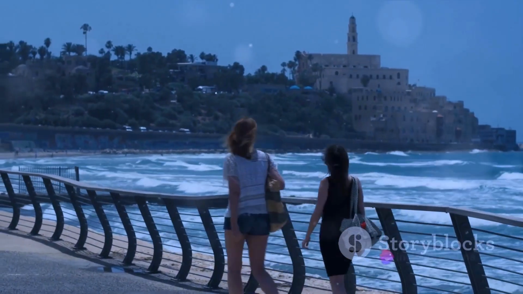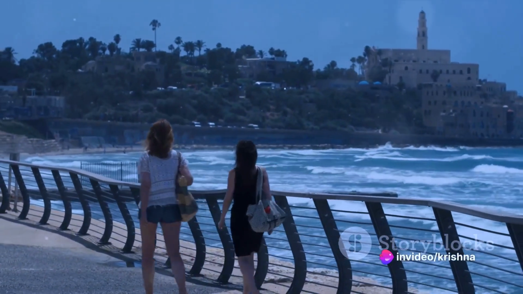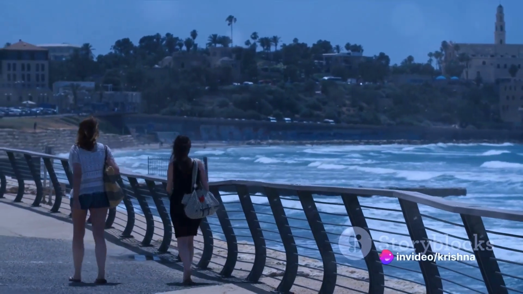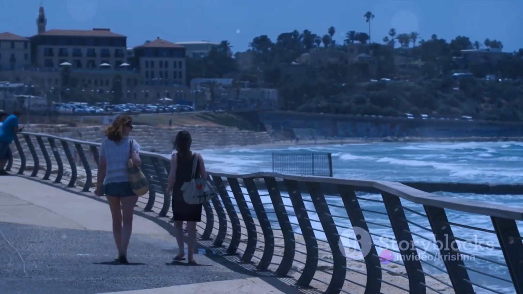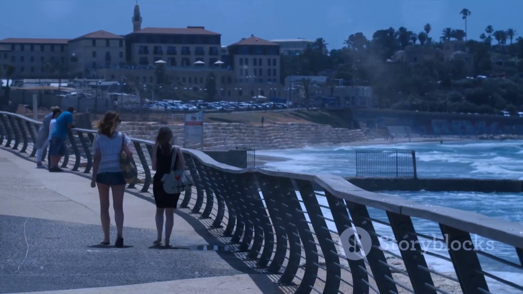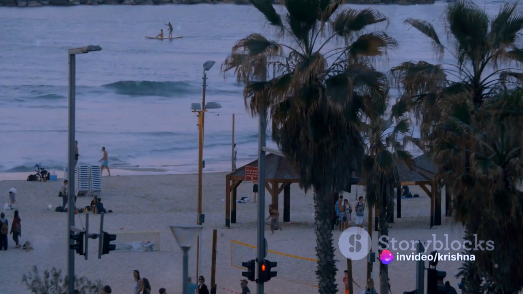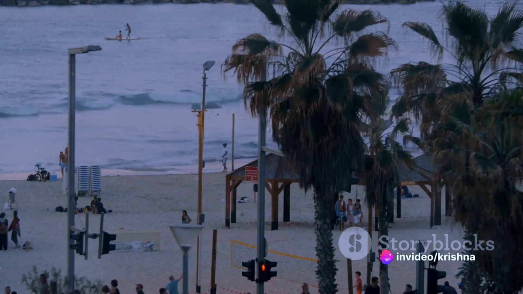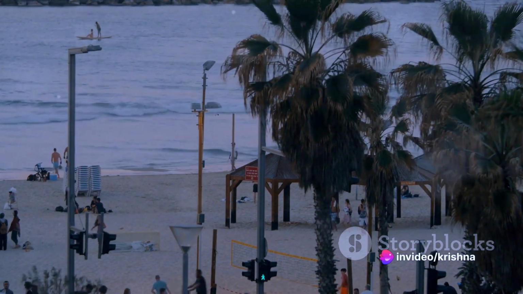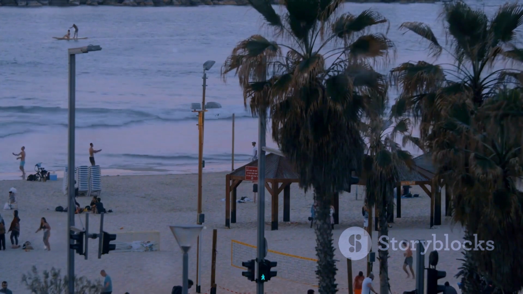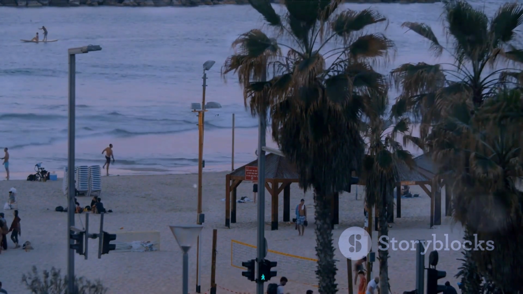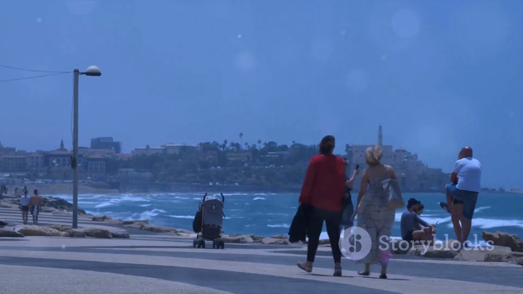Now, let's turn our attention to the Gaza Strip, and more specifically to Hamas. This Palestinian political and military organization has been a significant player in the conflict. It controls the Gaza Strip and has been at odds with both Israel and the Palestinian Authority in the West Bank. The group's use of rocket attacks and its refusal to recognize Israel's right to exist have added another layer of complexity to the conflict.